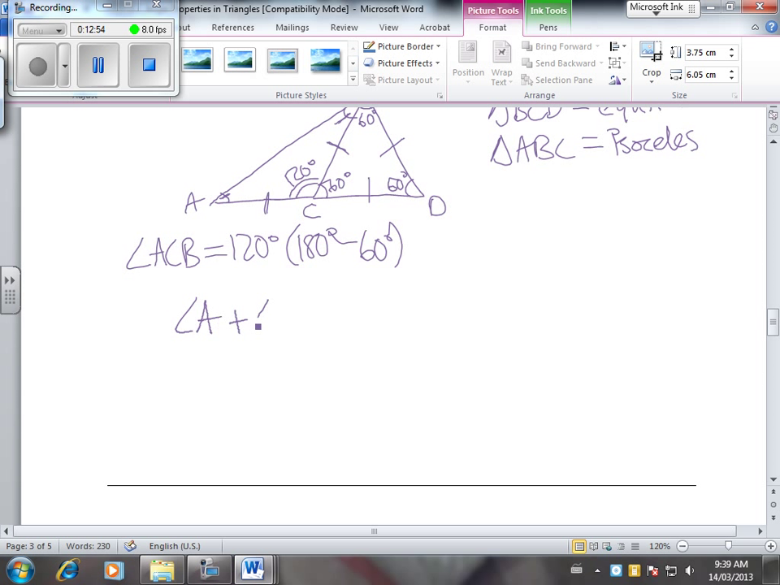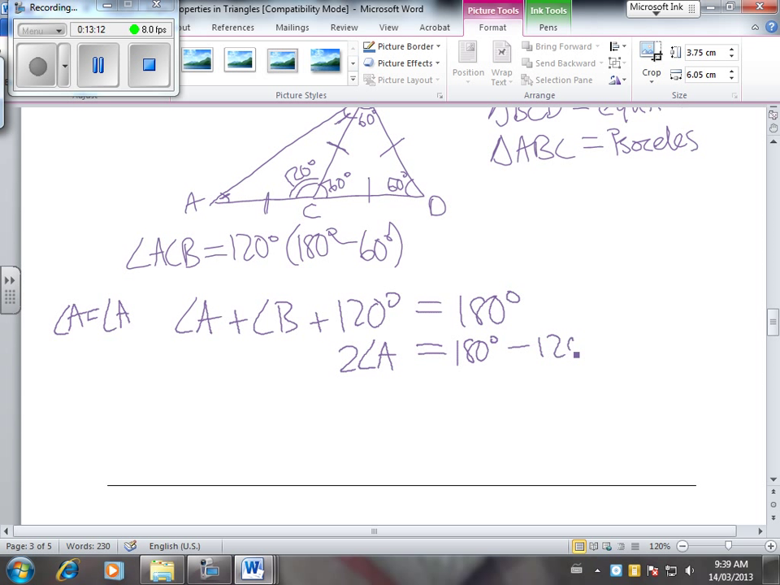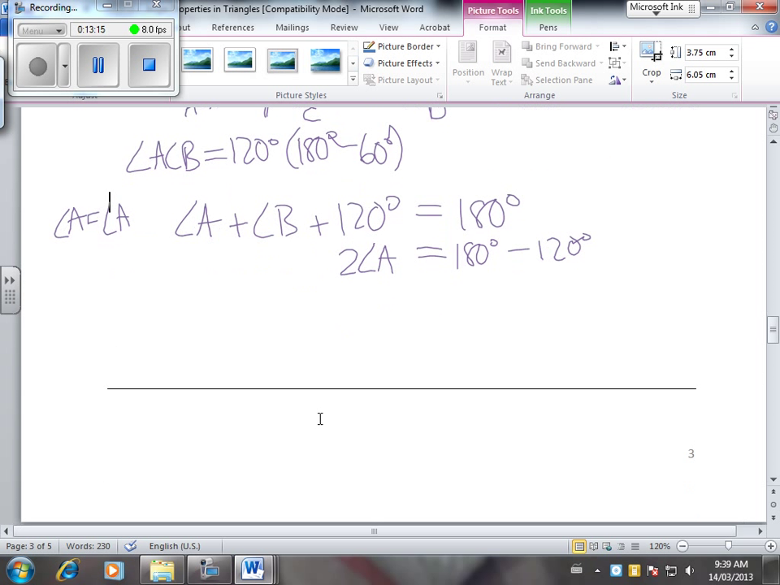Angle A plus angle B plus 120 degrees equals 180 degrees. And we know that angle A equals angle B. So we can say 2 of angle A equals 180 degrees minus 120 degrees, so 2 of angle A equals 60 degrees. To get angle A by itself, we divide both sides by 2, and then angle A equals 30 degrees. So we have proven that angle A equals 30 degrees.